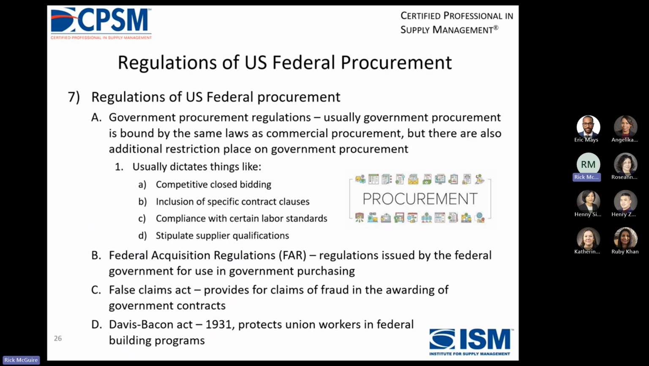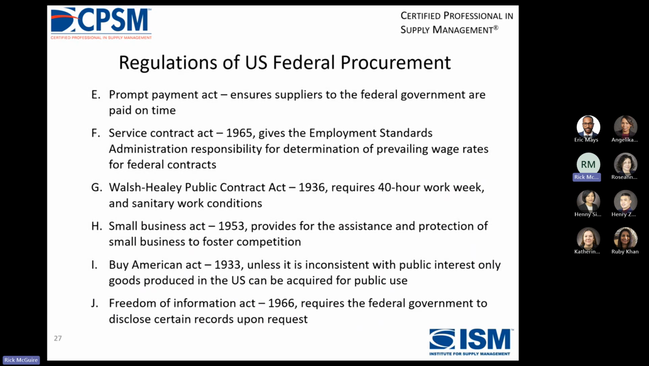False Claims Act, can't provide claims for fraud in the awarding of government contracts. And then there's also something called the Davis-Bacon Act from 1931 that protects union workers in federal building programs. So usually in federal building programs, you can't have non-unionized labor. Prompt Payment Act, Services Contract, Employment Standards, Prevailing Wages, that's kind of like Davis-Bacon. Walsh-Healy Act, 40-hour work week. Small Business Act from 1953, helps small businesses. The Buy American Act from 1933. And the Freedom of Information Act from 1966. So federal government has to disclose certain records upon request.